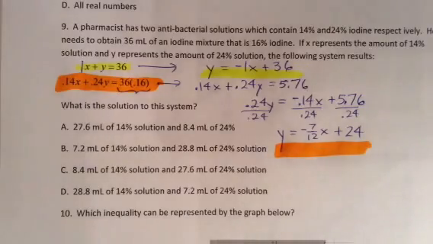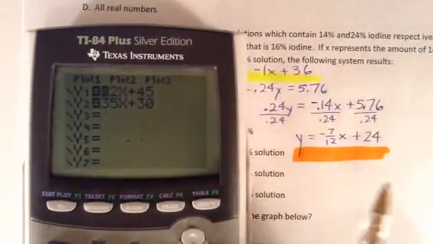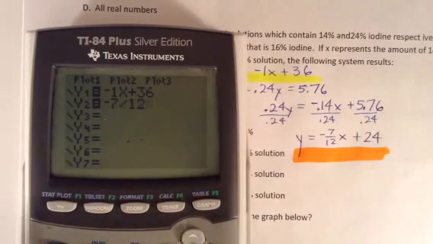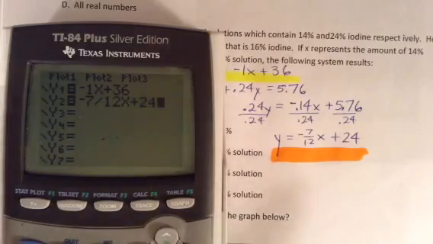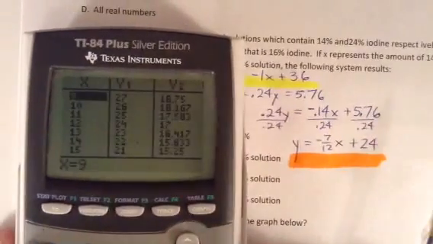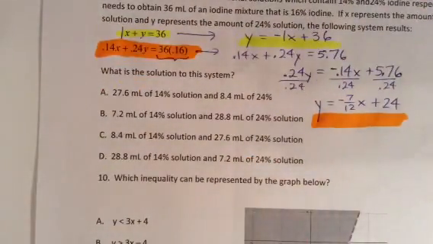So, as I take a look at that, this is going to be what? Clear that out. This is going to be a negative 1x plus 36. And this is going to be a negative 7/12 x plus 24. Now, we're going to go to our table. Okay? But we got to be able to get our answers from this. This looks like a whole bunch of gobbledygook.